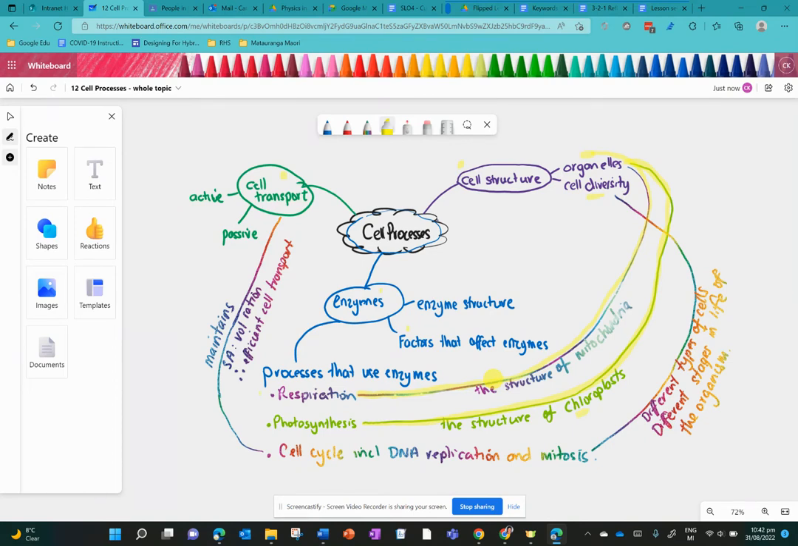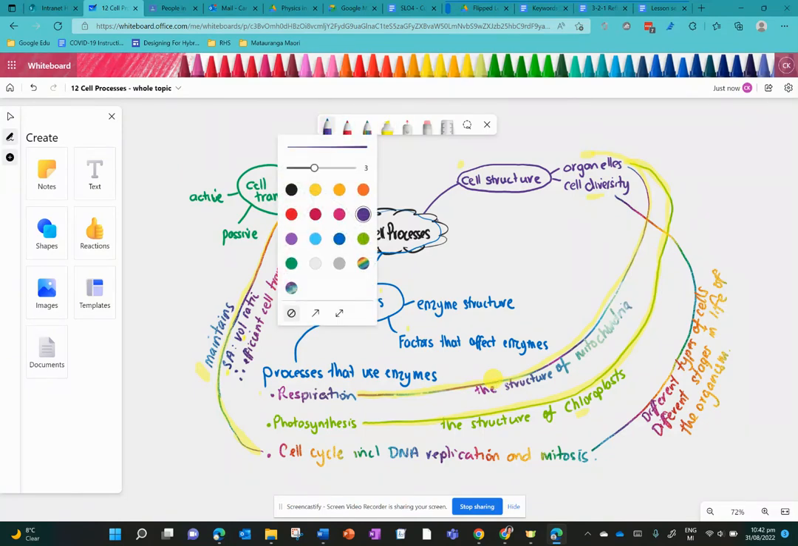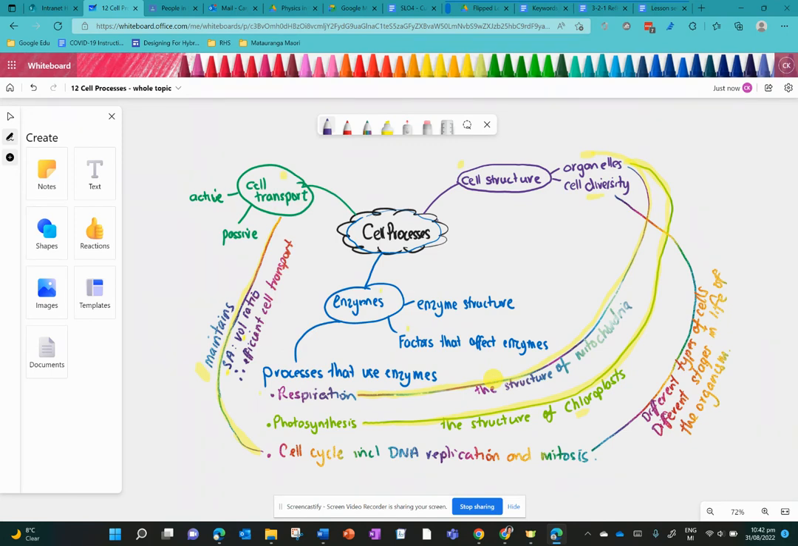Also, the cell cycle is very much linked to this idea of cell transport, and that it gives a reason for the cell to divide: to maintain efficient cell transport by lowering the surface area to volume ratio, not ration. So that's actually really important as well. And so that's the whole topic, kind of how it all fits together.